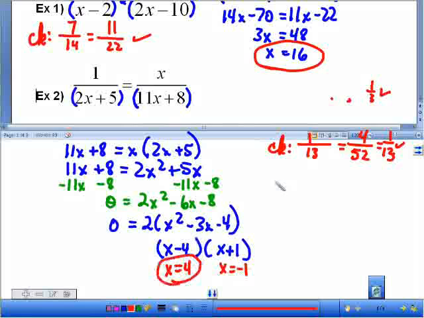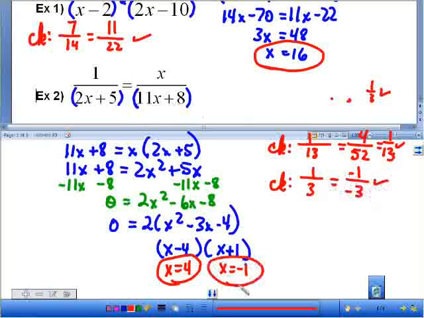Now let's check the negative 1. We have 1 over negative 2 plus 5 is 3, and negative 1 over negative 11 plus 8 is negative 3. These are both equal to positive 1/3, so that checks out. So those are our two answers. They both work.